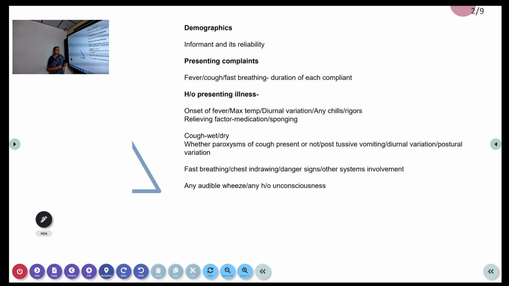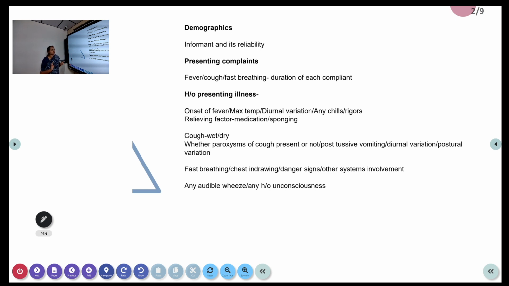The next thing is, the address means you don't have to get the full address, just where they are coming from. Then comes the informant. Whether the informant is the mother, father, or the grandparents, or whoever is the caregiver of the child, and you have to write informant is the mother. Information is reliable or not reliable. Sometimes it may be somebody else who is bringing the child and he may not know much detail. Then you say not reliable.